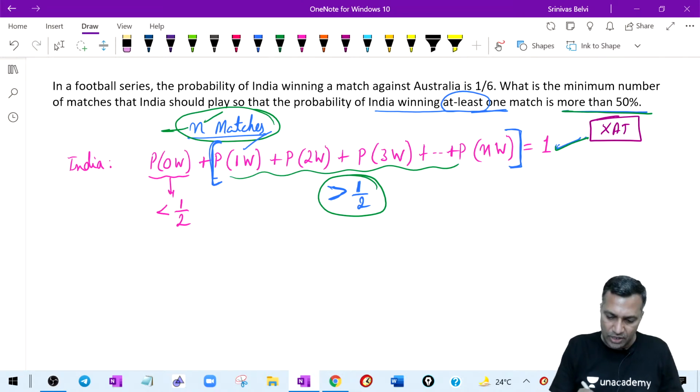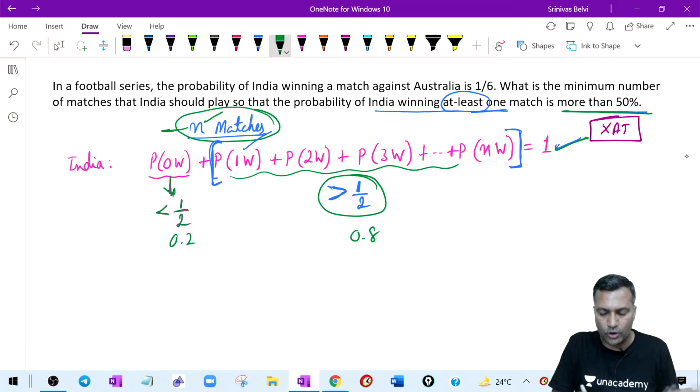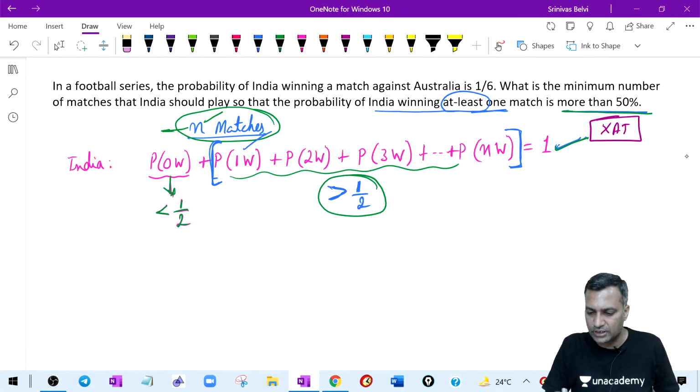Then what should be the value of the number outside the bracket? It should be less than 1 by 2. For example, if this is 0.8, then this is 0.2, something like that. So that is what the idea is.